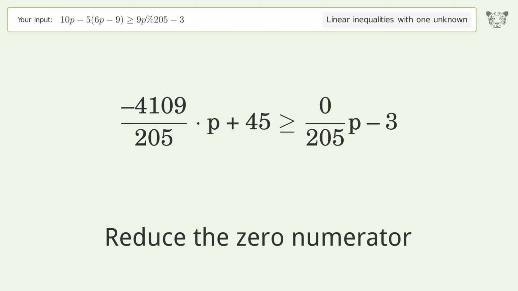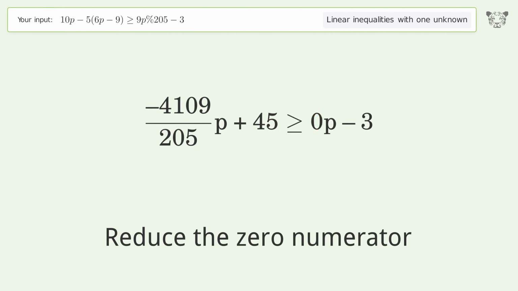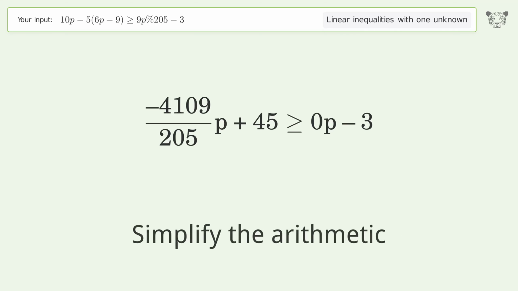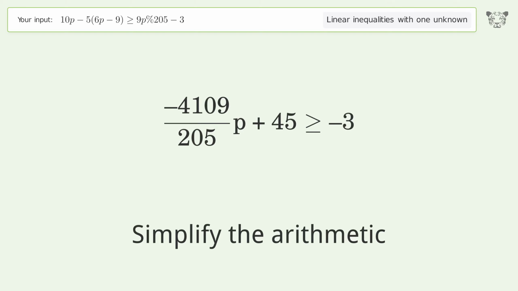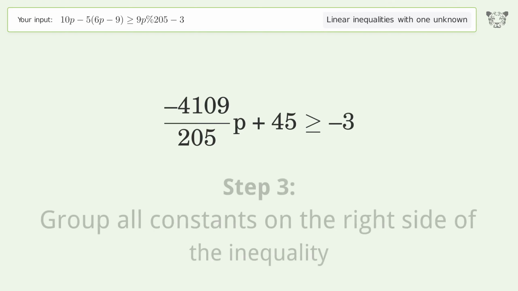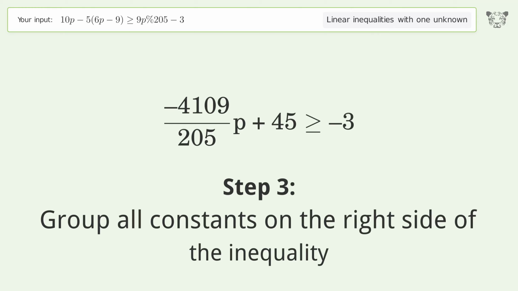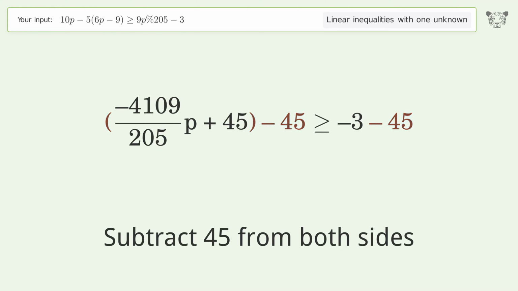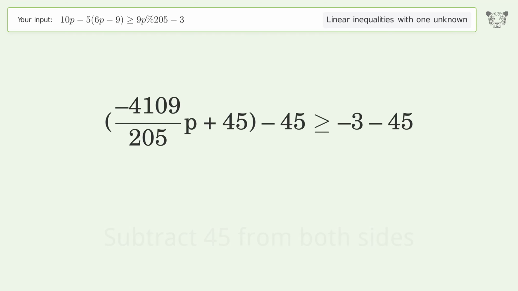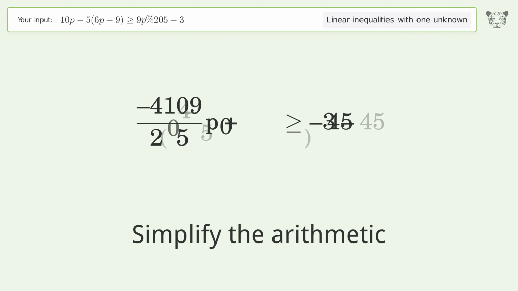Reduce the zero numerator. Simplify the arithmetic. Group all constants on the right side of the inequality. Subtract 45 from both sides. Simplify the arithmetic.